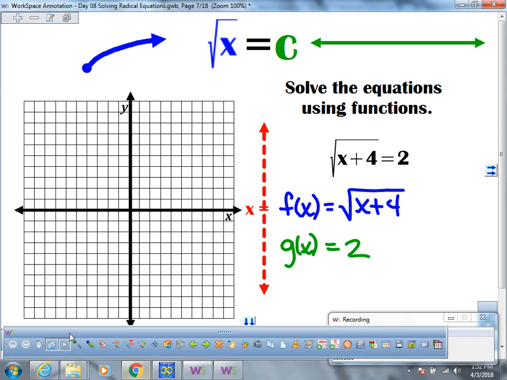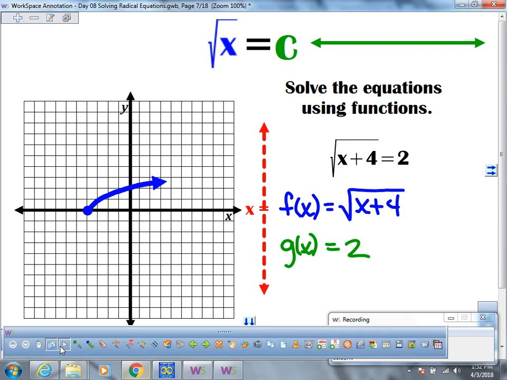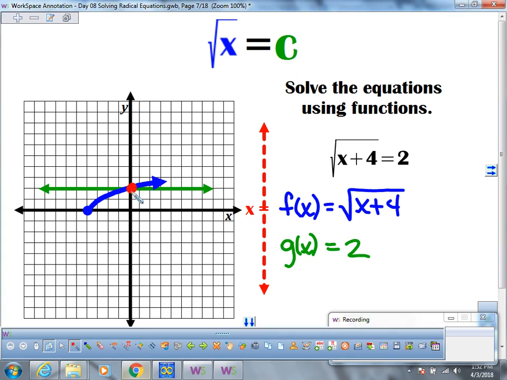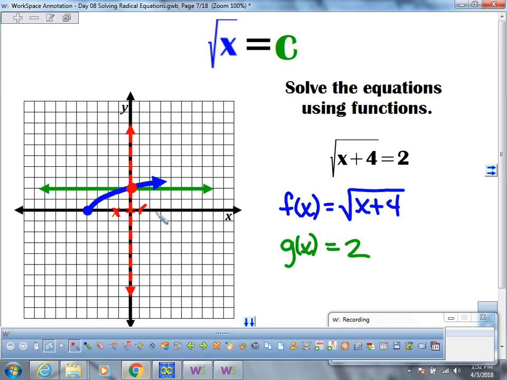So I'm going to graph, this is my parent function, correct? 1, 1, 1, 2, 3, 4, 1, 2. Parent function, and it's going to shift to the left, 1, 2, 3, 4, just like the function says. And then my constant function is going to be at 2. Their intersection is right here. And that intersection is where x equals 0. If I were to plot this, the point is 0, 2, where x equals 0.